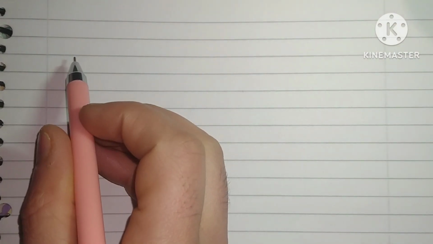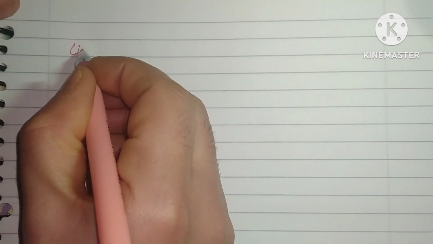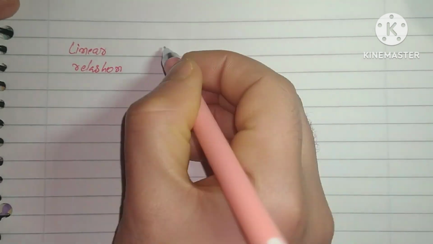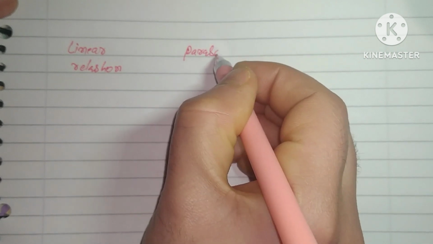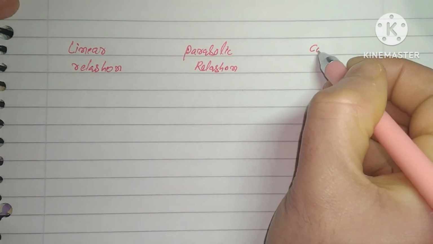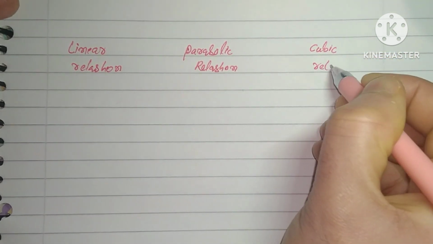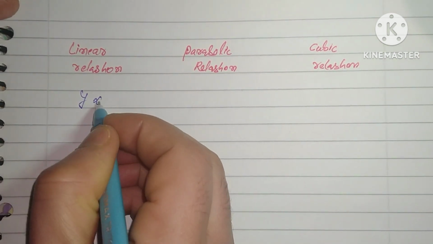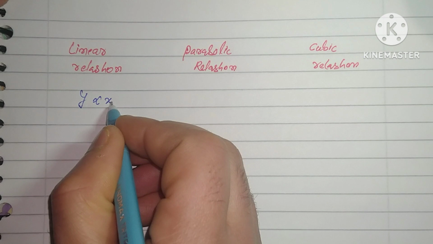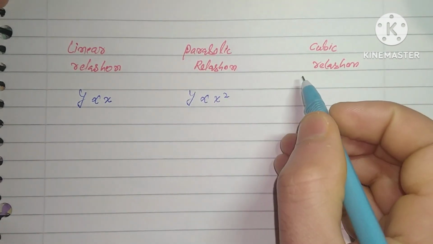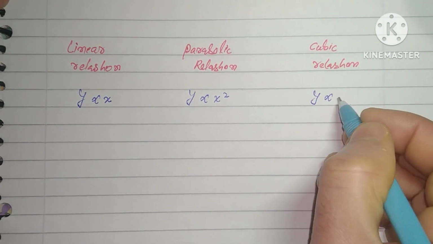In the previous lecture, we have discussed the three basic relations, that is linear relation, parabolic relation, and cubic relation. Linear relation means y is directly related with x, and parabolic relation means y is directly related to x square, and cubic means y is directly related to x cube.